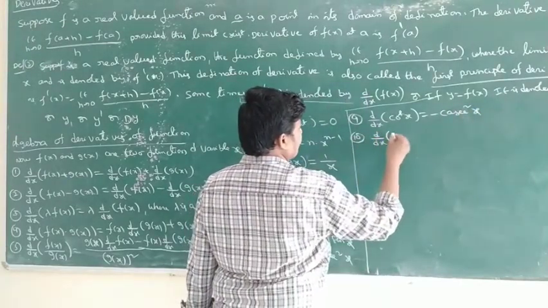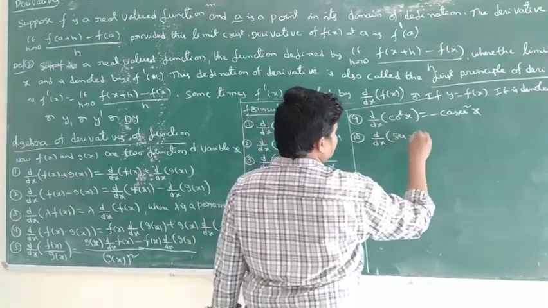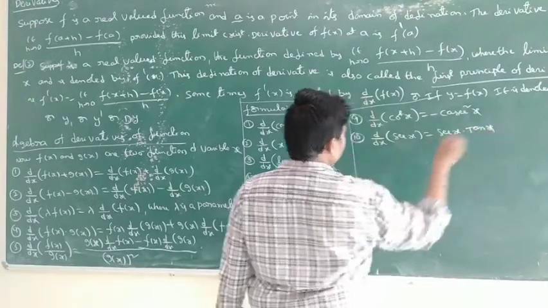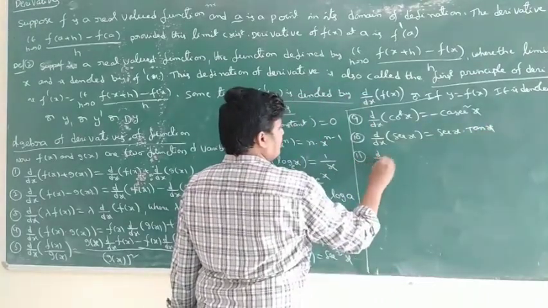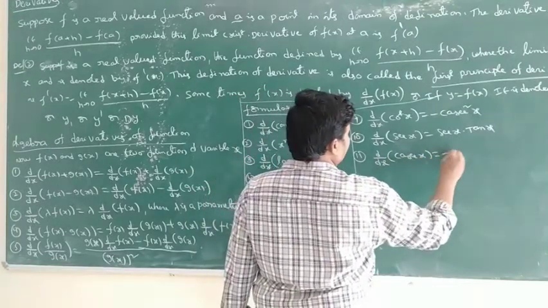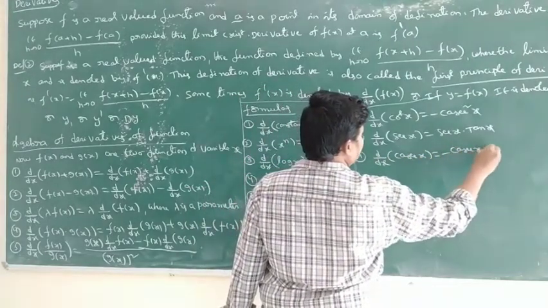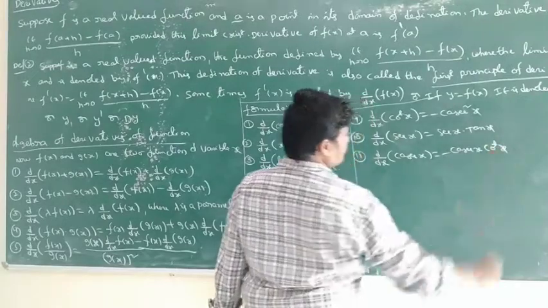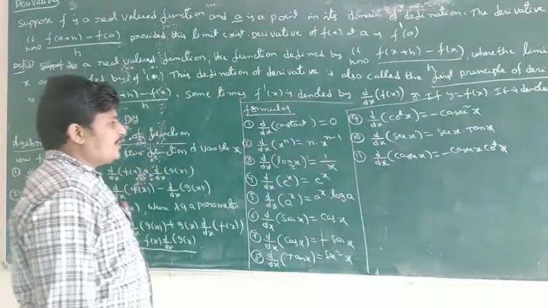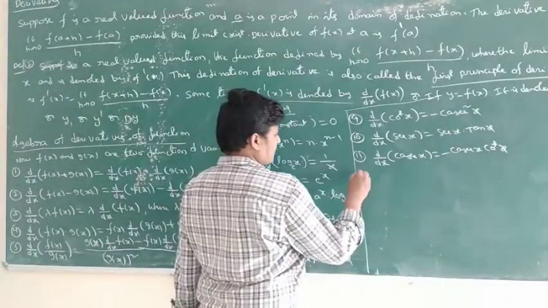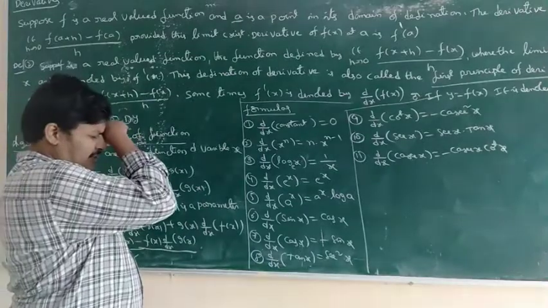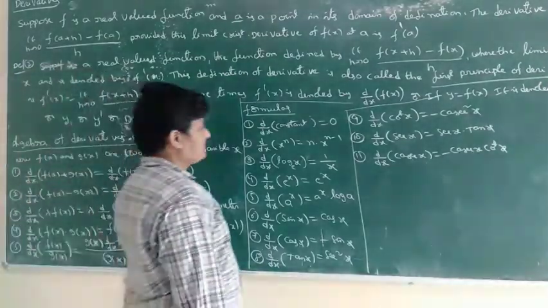derivative of secant x is equal to secant x into tan x, derivative of cosecant x is equal to minus cosecant x into cot x. This is the main formula. So trigonometric, algebraic, exponential, inverse pattern.